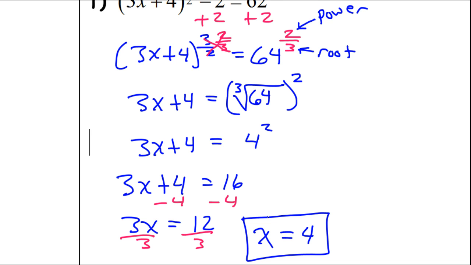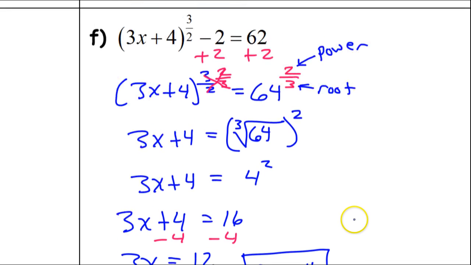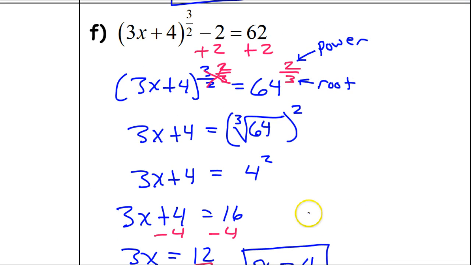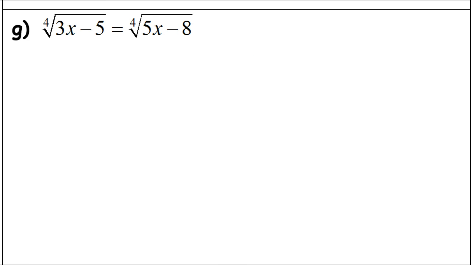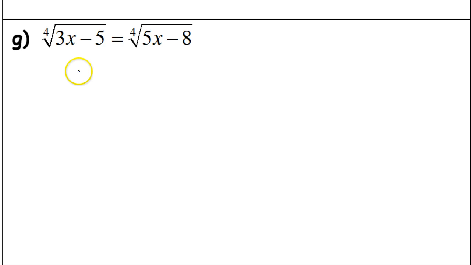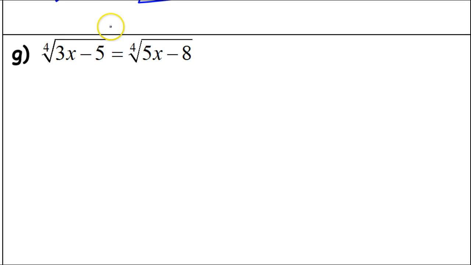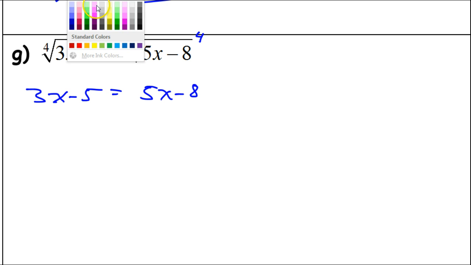Okay, and you should go back and verify that that actually works out. Okay. So these are both fourth roots. So I can make these go away by doing the fourth power on both sides. So that would give me 3x minus 5 is equal to 5x minus 8.